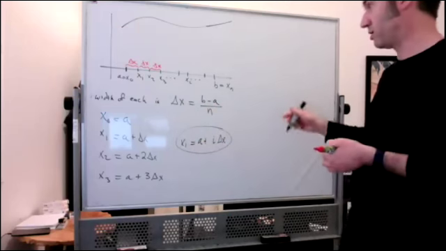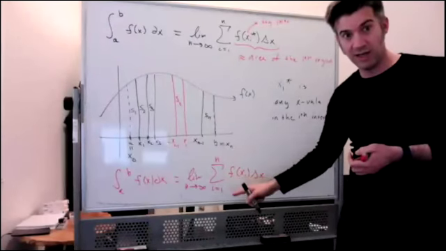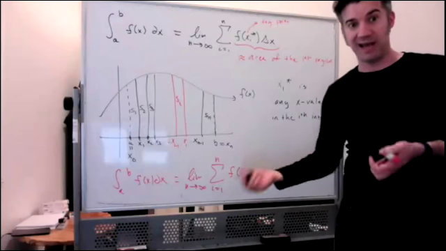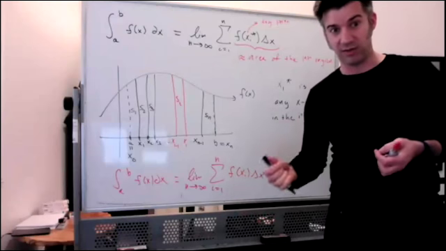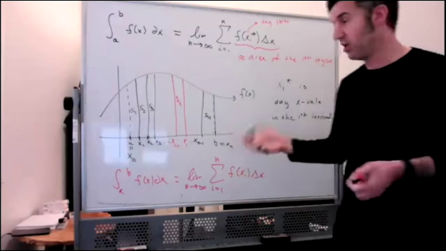So x sub i, that's what's going to go into our function right here in the sum. That x sub i is going to be a plus i times delta x. And we can calculate those things. We can calculate a, and we can calculate delta x as b minus a over n. We're almost ready to do a problem.